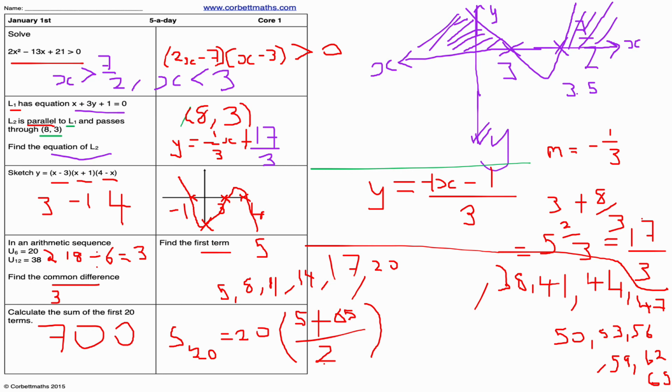So we use this formula. The formula is S of n, so the sum to n terms is the number of terms that you are summing in total. In this case it's 20, so it's 20 brackets, first term plus the last term in the sequence, divided by 2, and then you would enter that in your calculator, and that would give you your answer of 700. So that's how I work out the sum to n terms of an arithmetic sequence.